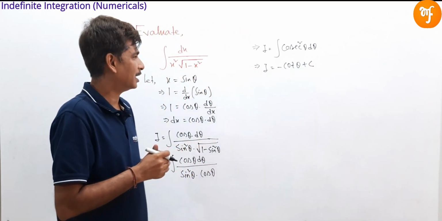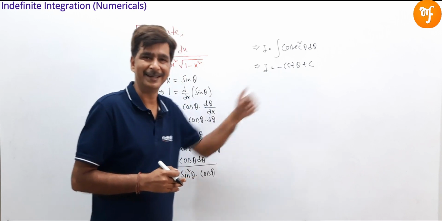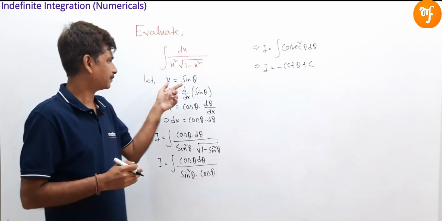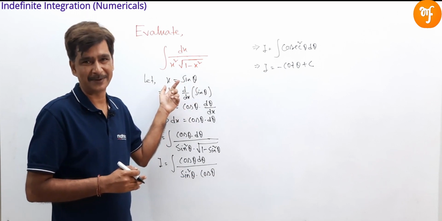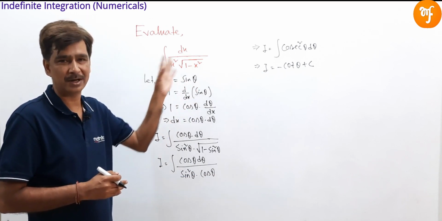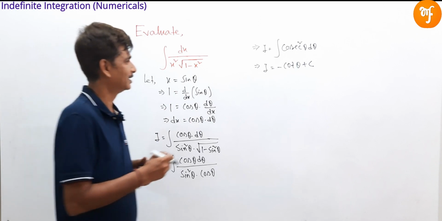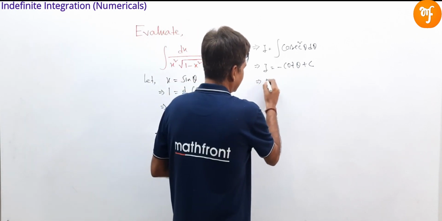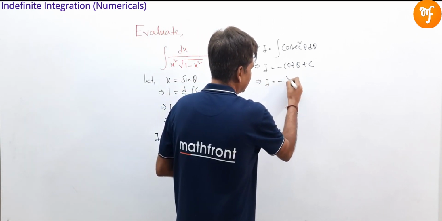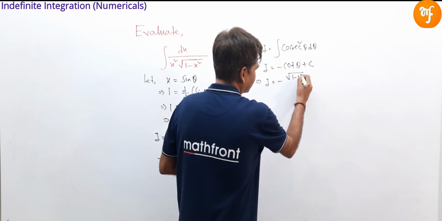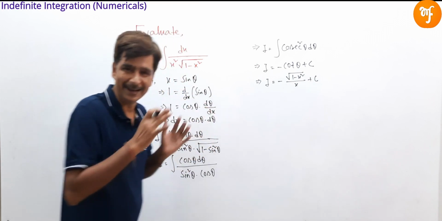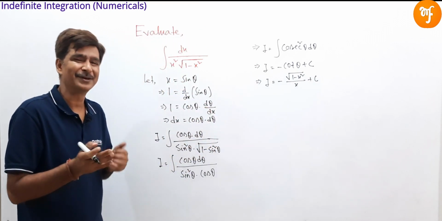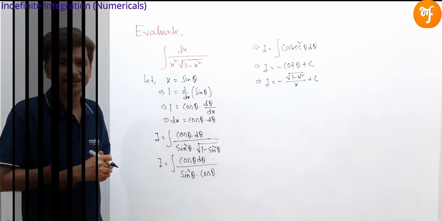Is it clear? Now we have to convert this cot theta in terms of x. As we have sin theta is x, so cos theta is square root of 1 minus x square. So what will be the cot theta? It is square root of 1 minus x square by x. So I can be written as minus square root of 1 minus x square divided by x plus c. So this is the answer. Clear? Okay.